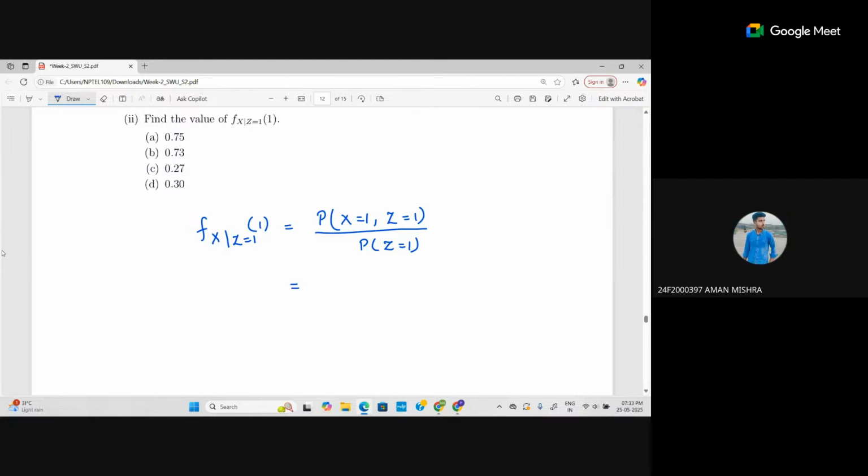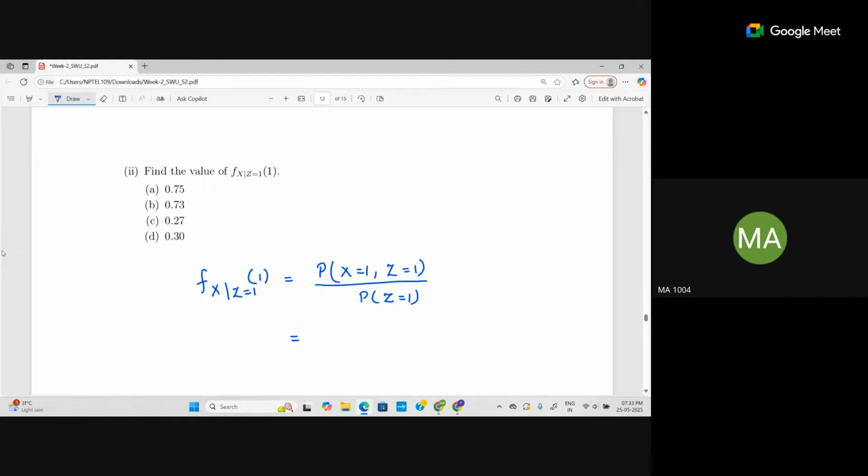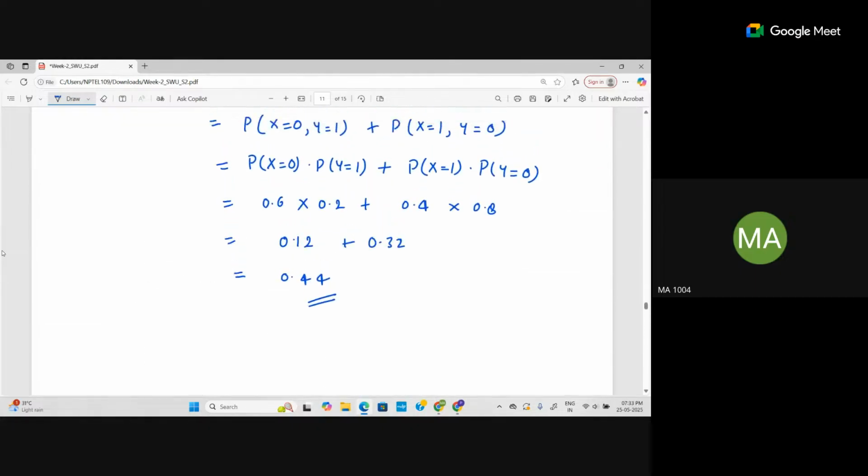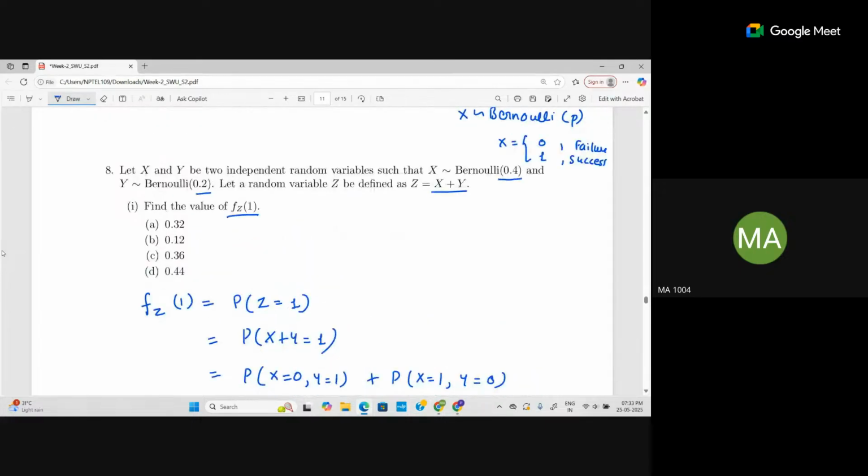But ma'am, if it is independent, then directly the unconditional one... See, here we are given X given Z. And the independent ones are X and Y. X and Y are independent, not X and Z. Okay, ma'am. Sorry.